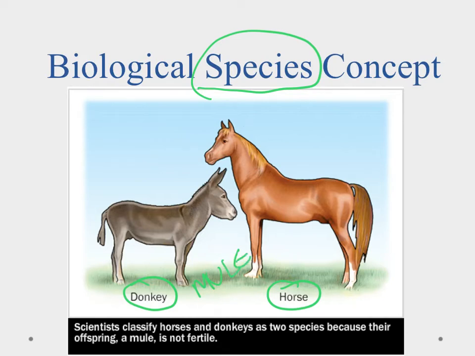a mule. Unfortunately for the mule, they're not able to have offspring. So a mule makes it, even though the donkey and the horse have the ability to breed together, their offspring is not able to reproduce, and that's what separates these 2 into 2 different species.